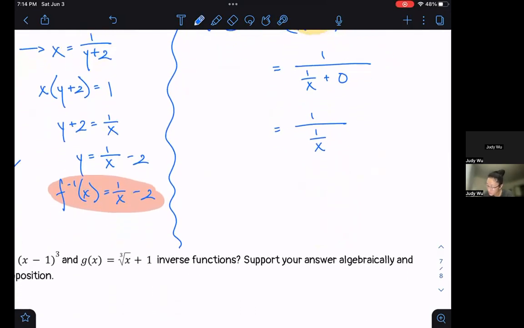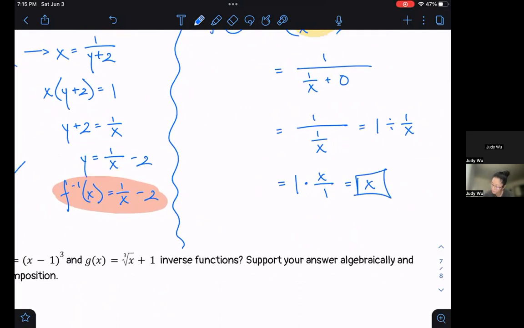So 1 divided by 1 over x is really the same as saying 1 divided by 1 over x, right? Maybe let's move that up here. And we know from middle school that if we divide by a fraction, we really get 1 times the reciprocal, right? 1 over x, the reciprocal is x over 1. And when we multiply this out, we just get x.